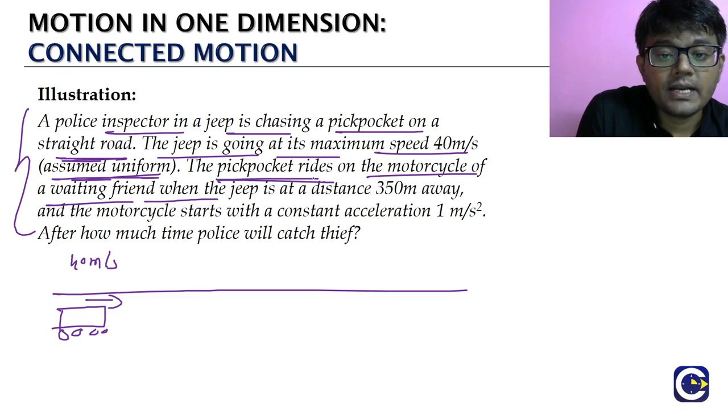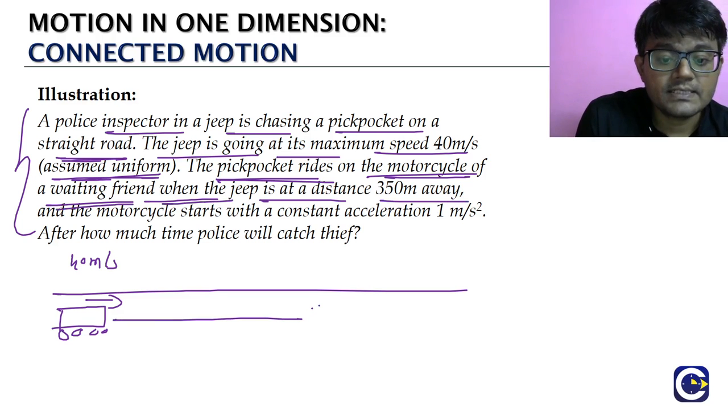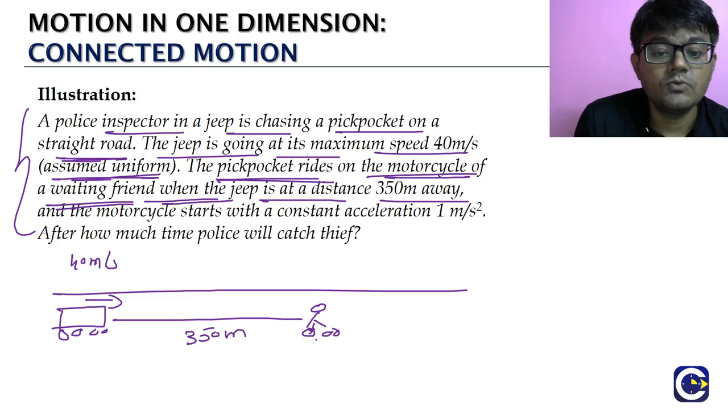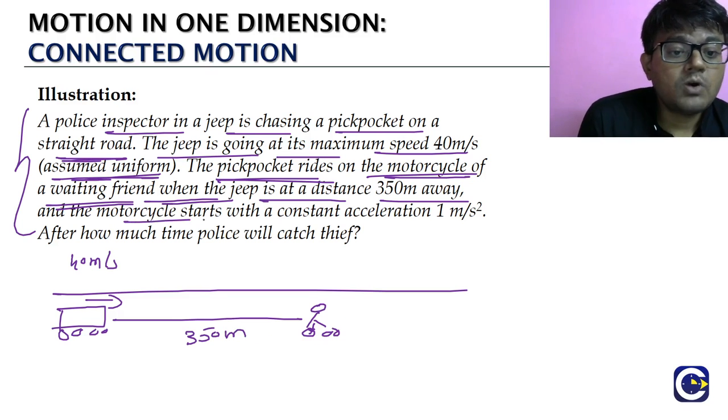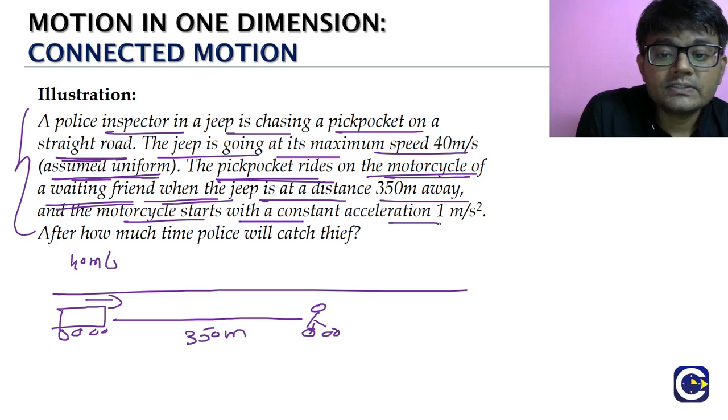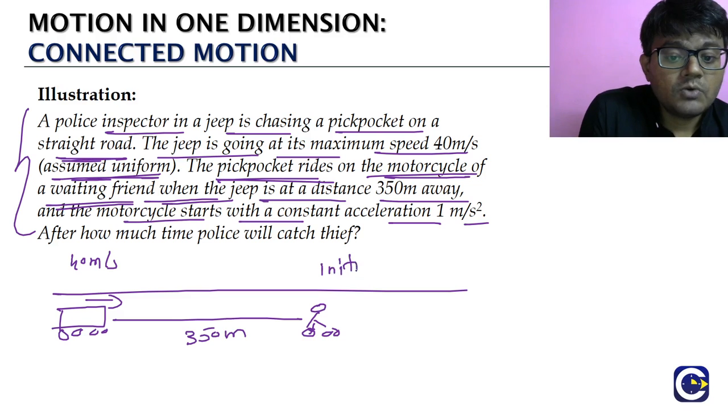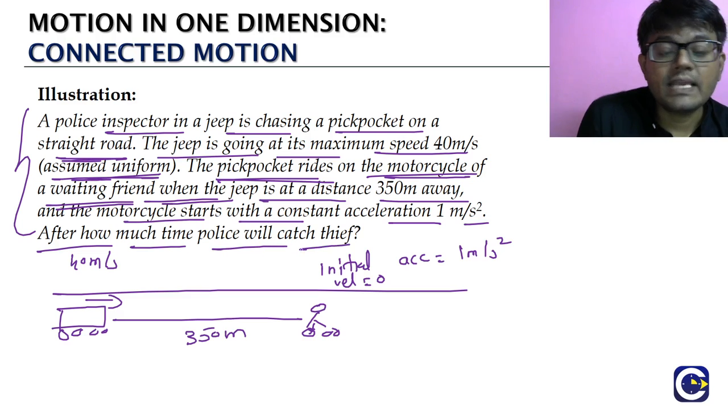Okay. So we look at the question. The pickpocket rides on the motorcycle of a waiting friend when the jeep is at a distance of 350 meters away. So the jeep is at a distance of 350 meters away from the pickpocket. He is moving on the motorcycle. The motorcycle starts with a constant acceleration of 1 meter per second square. So waiting friend means the motorcycle is just starting. Initial velocity is 0, but it has got acceleration. What is the acceleration? 1 meter per second square. After how much time will the police be able to catch the thief?